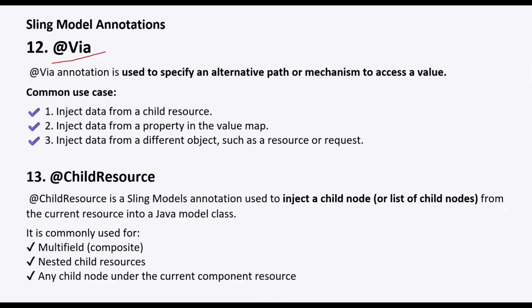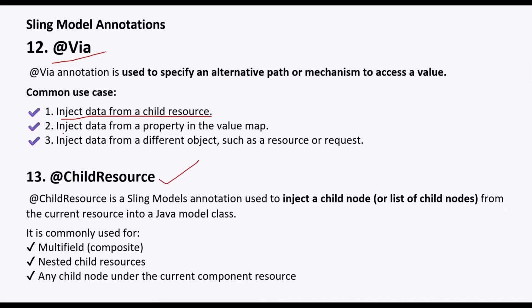Generally, why are we using the via annotation? What is the use of via? First we need to understand that, and after that we'll talk about the real use case related to it. Generally we use the via annotation as an alternative way. I mean to say, if you want to inject any child resource, we use the @ChildResource annotation. This one we'll talk about after this.